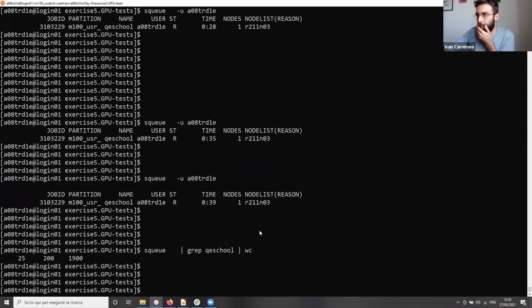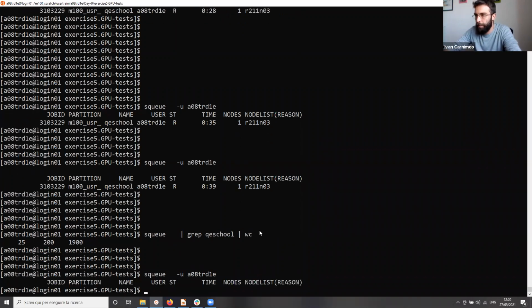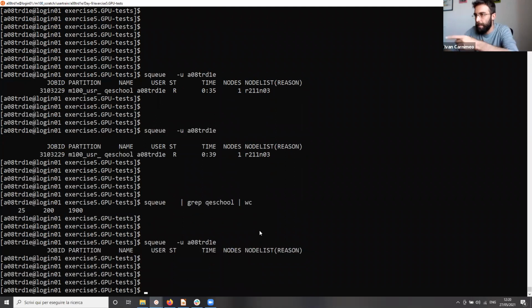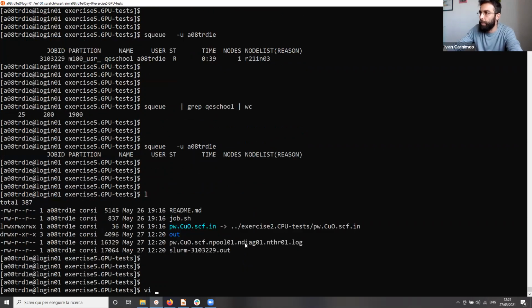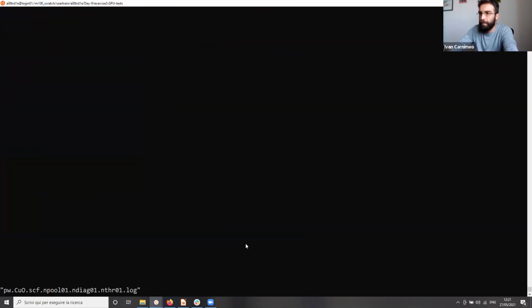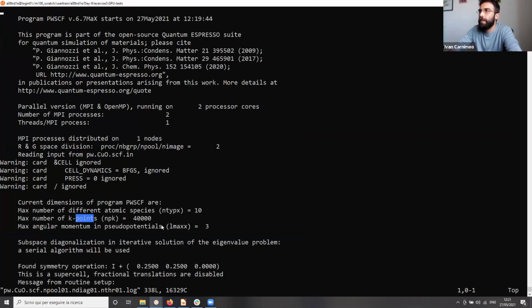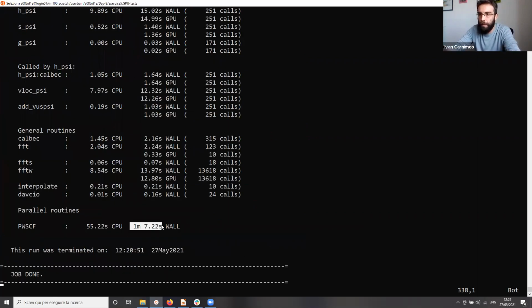Okay, 25 people, so I guess you are trying. I think some of you still have previous calculations running from the CPU exercise, but many people are trying the new one. In my case, the calculation has already finished. If I check the output file now, 1 minute, 7 seconds.